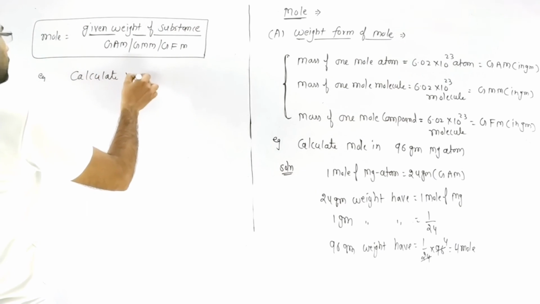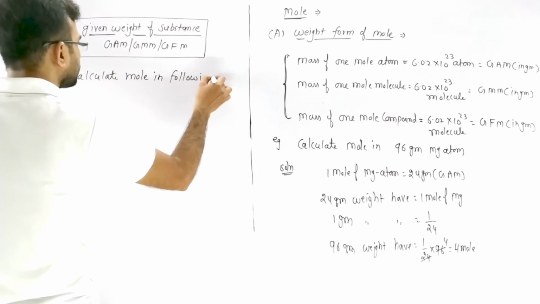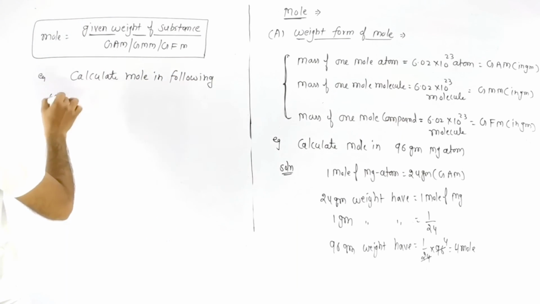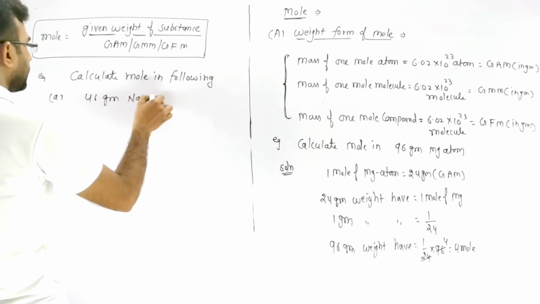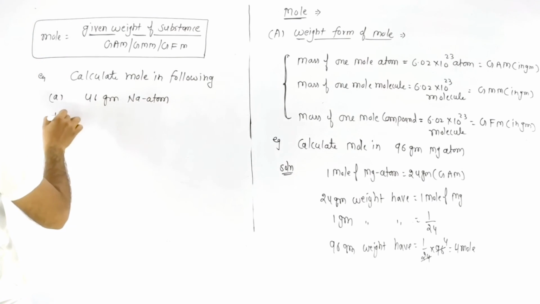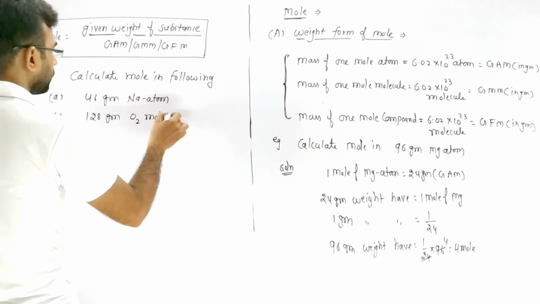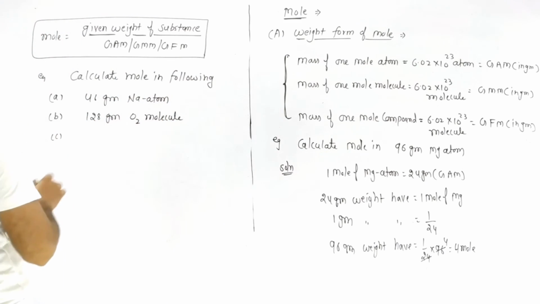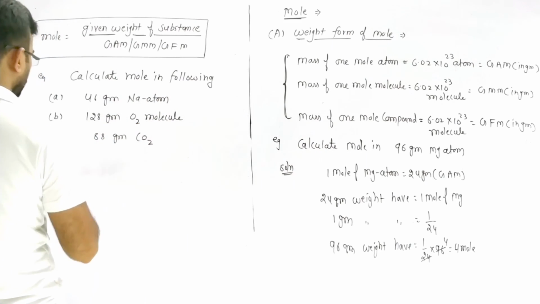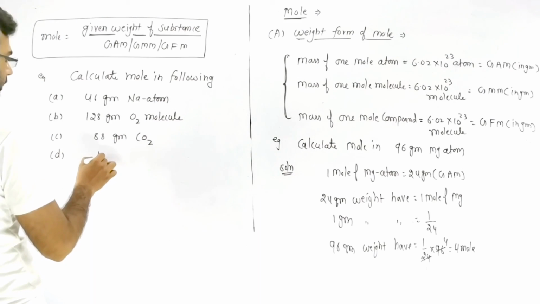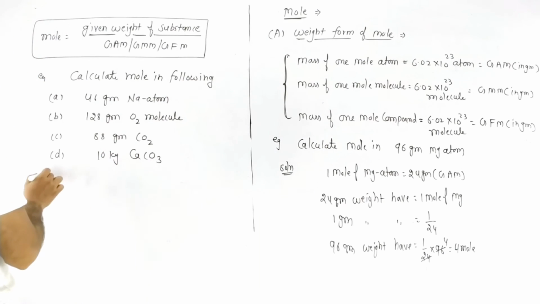Calculate mole in the following: A, 46 gram sodium atom; B, 128 gram O2 molecule; C, 88 gram CO2; D, 10 kg CaCO3. Now we solve that.